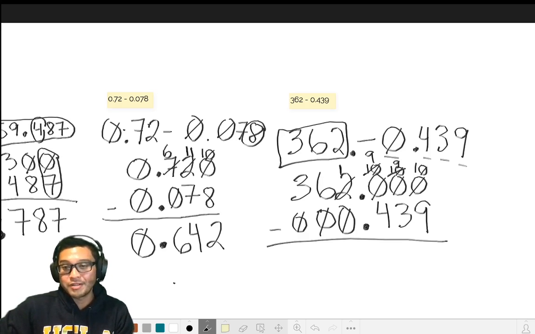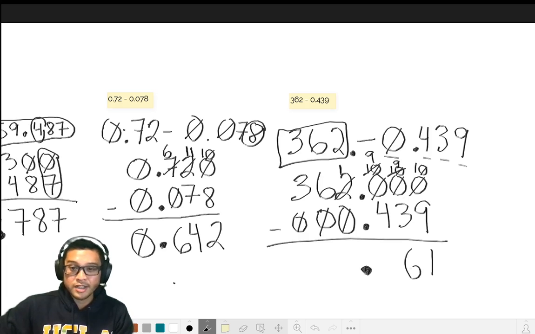So now we have 10 thousandths take away 9 thousandths. That gives us one. I almost forgot the decimal again. Gotta remember that, guys. So 10 thousandths take away 9 thousandths gives us 1 thousandth. 9 hundredths take away 3 hundredths gives us 6 hundredths. And then 9 tenths take away 4/10ths gives us 5/10ths.